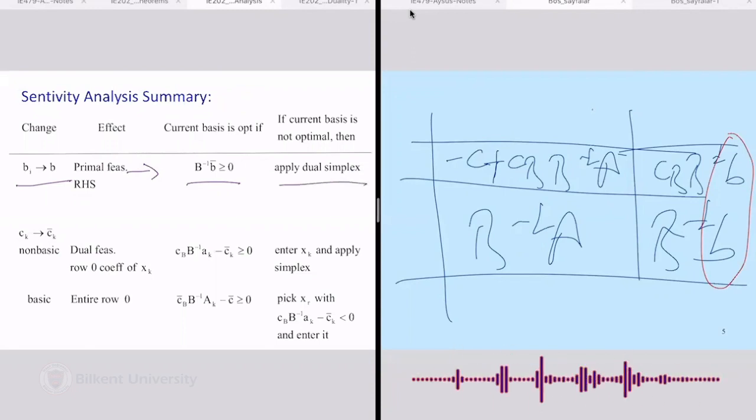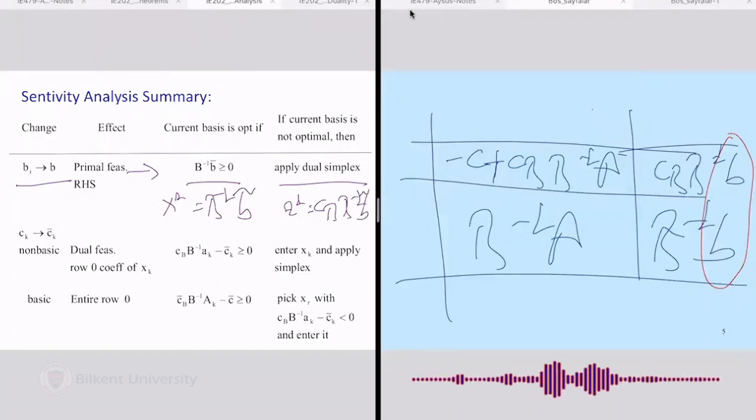Be careful. If current basis is still optimal, you still need to say X star is B inverse b tilde. You need to update the value of X star and your Z star, which is CB B inverse b, with the new b. Even if your basis remains optimal, you have to update your optimal solution with respect to the new b tilde. Okay? If your current solution is no longer feasible, that means you have negative right-hand side there, so you apply dual simplex.